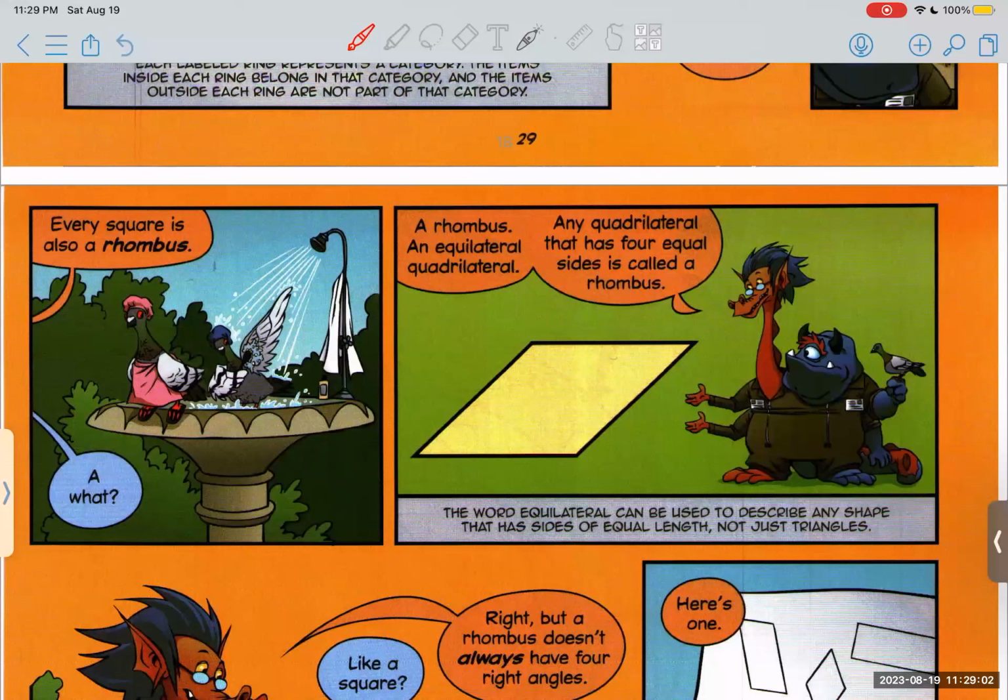Right here, it says that every square is also a rhombus. A what? A rhombus. A rhombus is an equilateral quadrilateral. Any quadrilateral that has four equal sides is called a rhombus. Four equal sides. Remember what makes a square? We need four equal sides and what else? There's one more thing that a quadrilateral has to satisfy in order for it to be a square. We have four equal sides. What else?